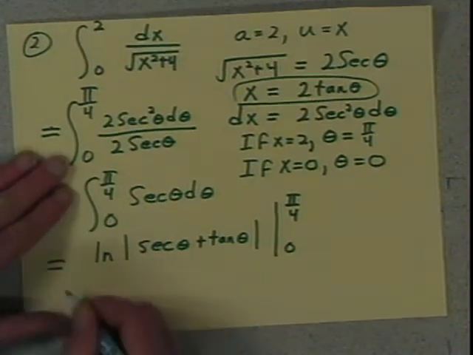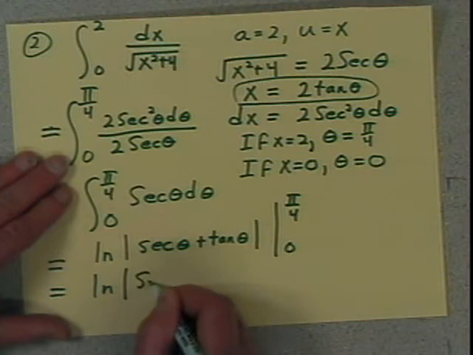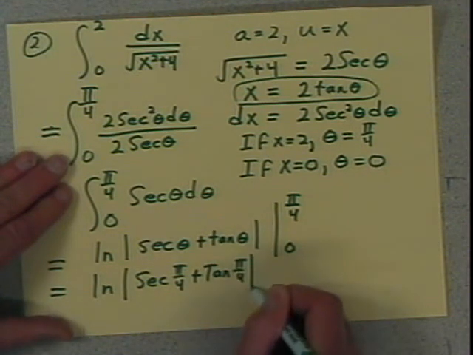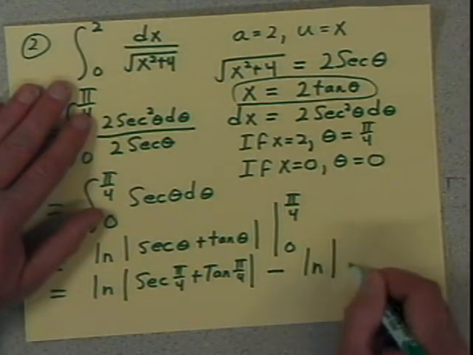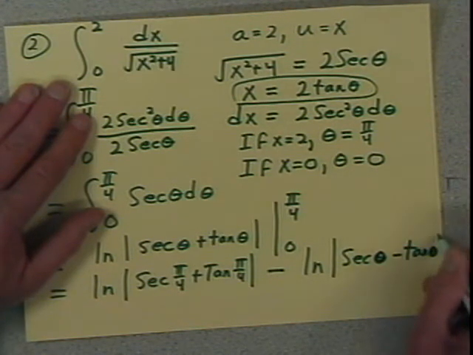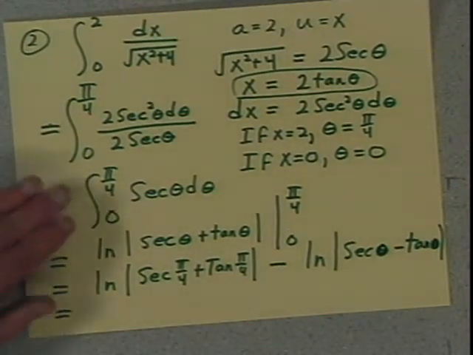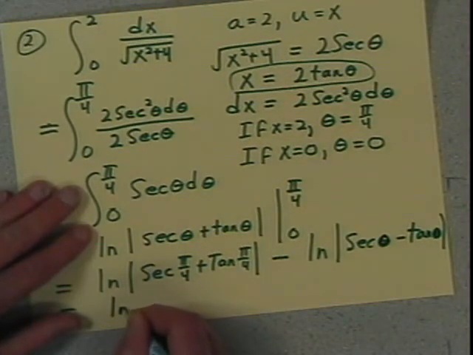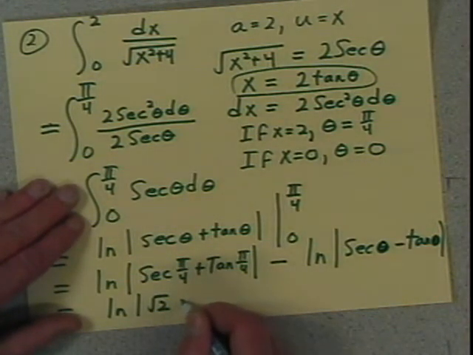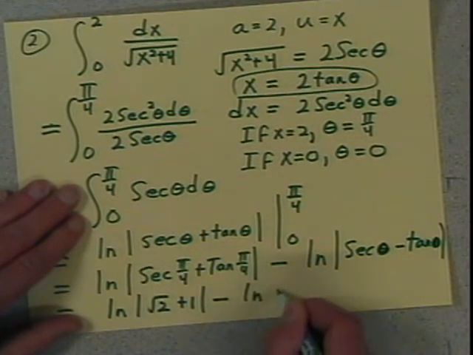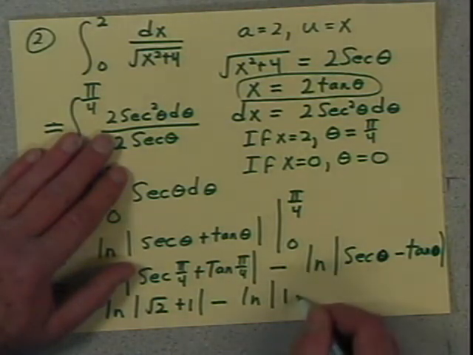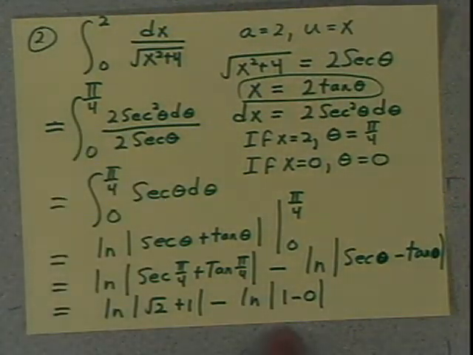And still is. So I have to take the natural log of secant pi over 4 plus tangent pi over 4 and subtract from it the natural log of the secant of 0 plus the tangent of 0. Did it again. Okay, do you remember what the secant of pi over 4 is? Root 2. Yes. Do you remember what the tangent of pi over 4 was? Do you remember what the secant of 0 is? Right. What's the tangent of 0? Right. Hey, what do I have here?